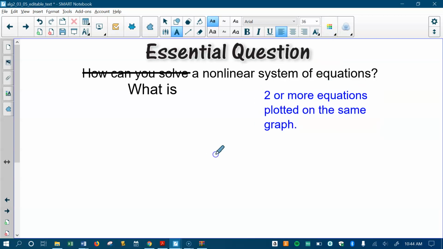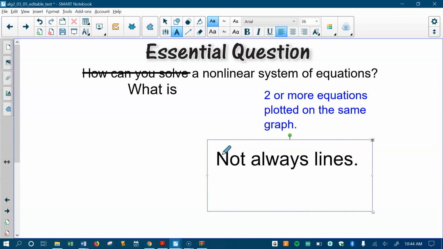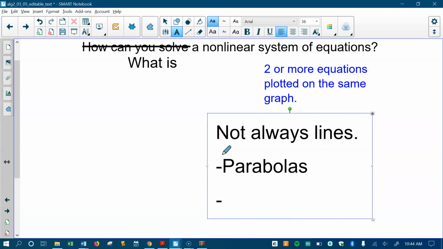Okay? A nonlinear system of equations. So nonlinear means that it's just not always lines. What could it be then? Parabolas? Trig functions? I mean, it could be anything, but really for our purposes, it's just going to be parabolas. It'll be a parabola intersecting a line.